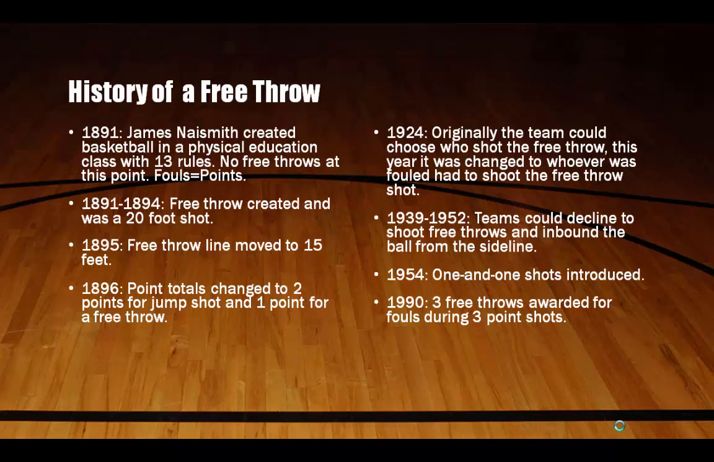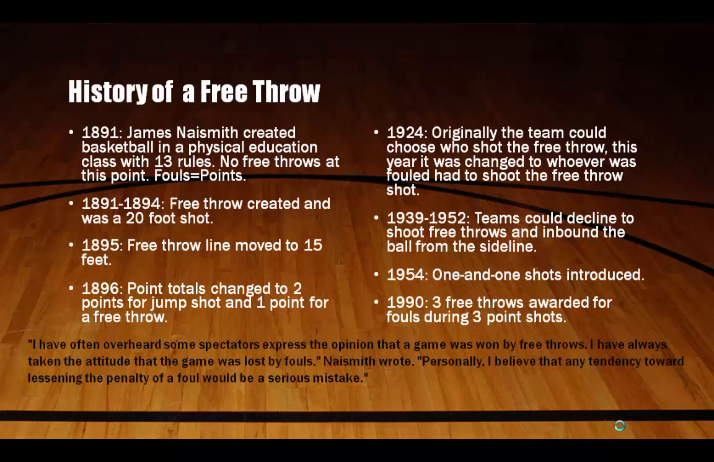In 1939 to 1952, the teams could decline to shoot free throws if they wanted to and inbound the ball from the sideline. In 1954, 1-and-1 shots were introduced. And in 1990, 3 free throws were awarded for fouls during a 3-point shot attempt.